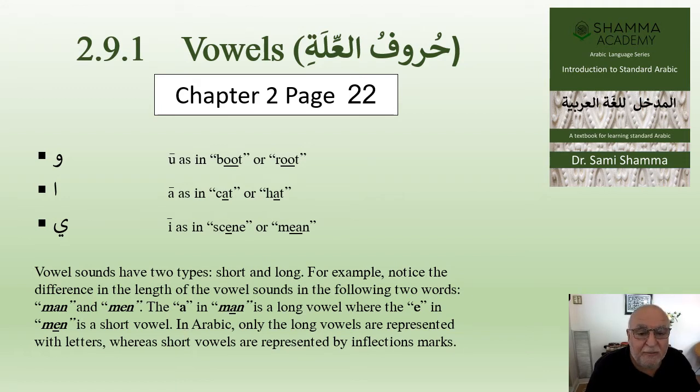As we said in a previous video, Arabic has only 3 vowel sounds. It has the oo sound, as in boot, root. It has the a sound, as in cat and hat. And it has the e sound, as in seen or mean. Arabic, however, does distinguish between a short sounding vowel and a long sounding vowel.